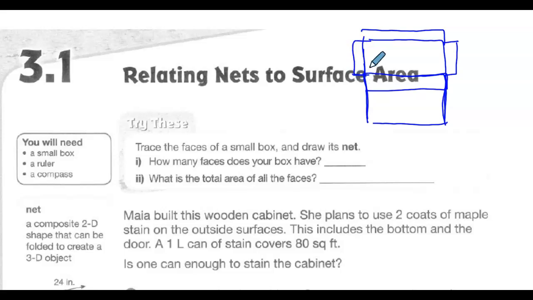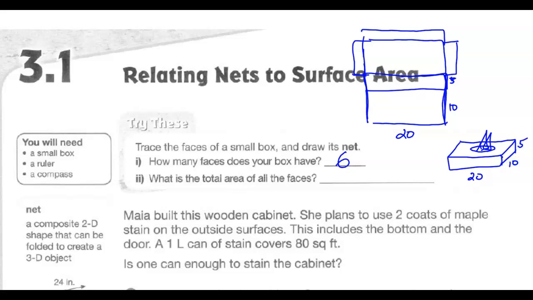Okay, so how many faces? It has 6. What is the total area of all the faces? So then you would have to measure, right? So let's say this is 20 centimeters by 10 centimeters and then 5 centimeters high. So the Kleenex box that we've done the net for looks something like this. There's the hole where the Kleenex comes out, right? So this is 20, this is 10, and this is 5.